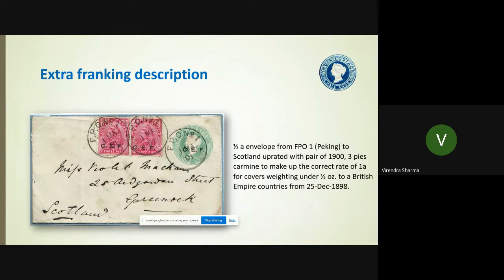But here you can see that in terms of description, the exhibitor is showing this half Anna envelope from FPO1, which was in Peking to Scotland, operated with a pair of 3 pies stamps to make the correct rate of 1 Anna, because the 1 Anna rate was for under half ounce to British Empire countries. So here he is explaining what the 1 Anna rate was for. This shows that the exhibitor has done a study on the meaning of FPO1, etc.